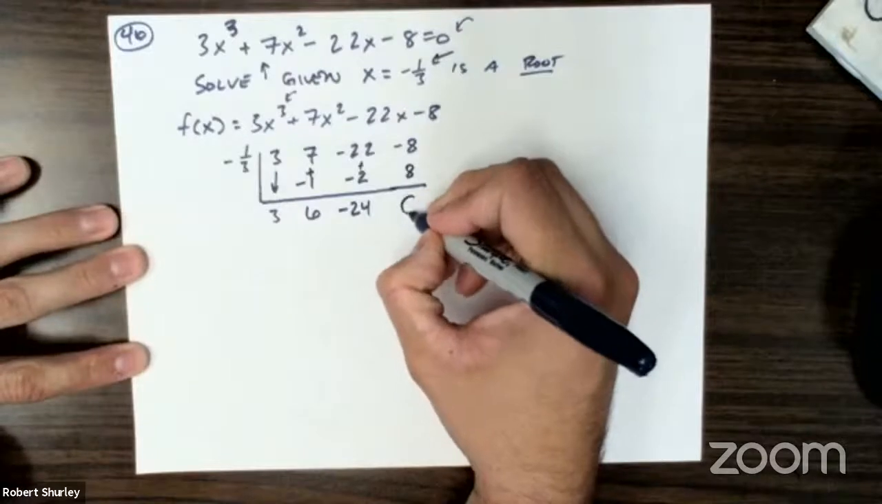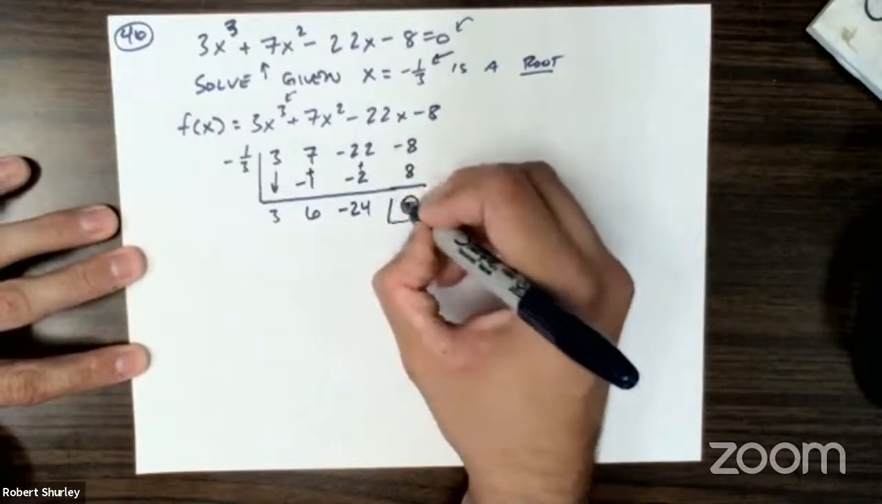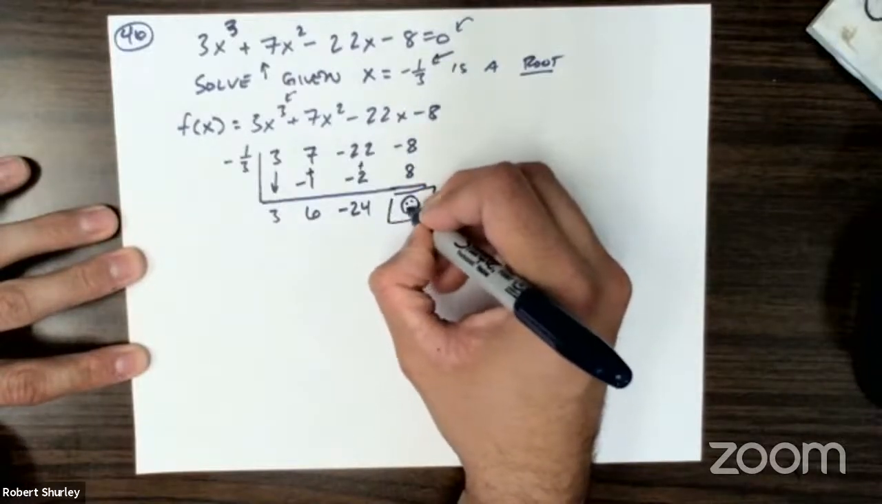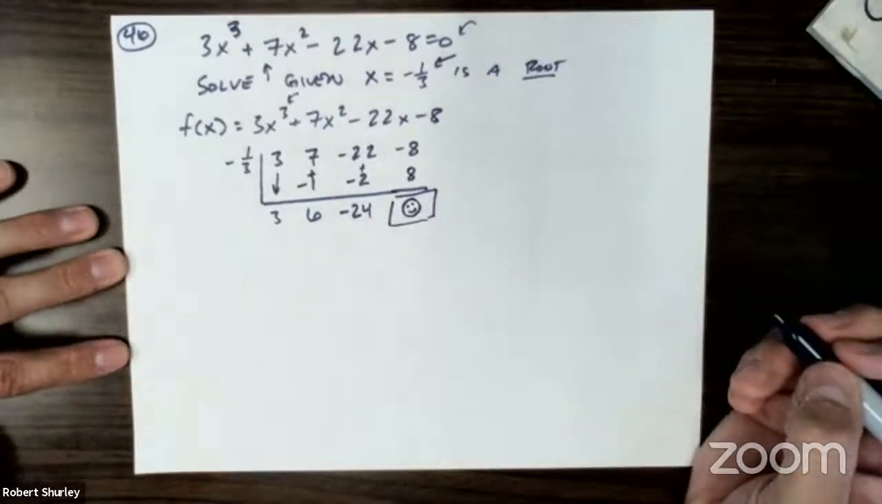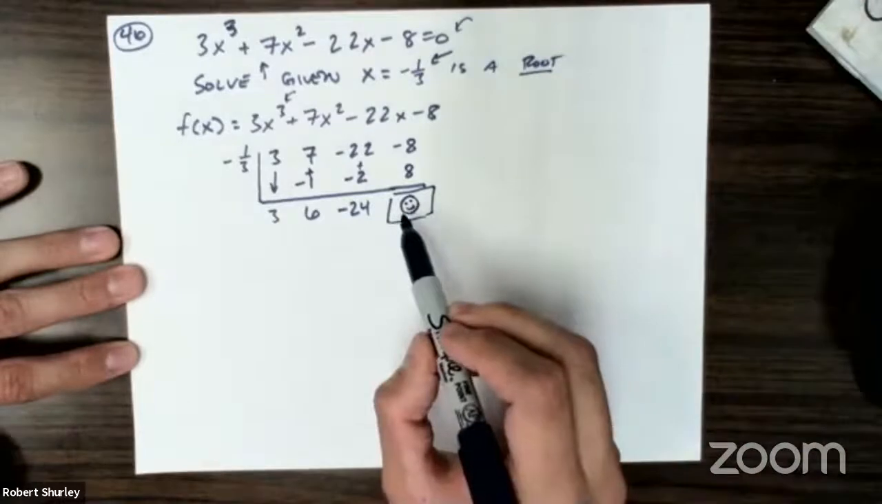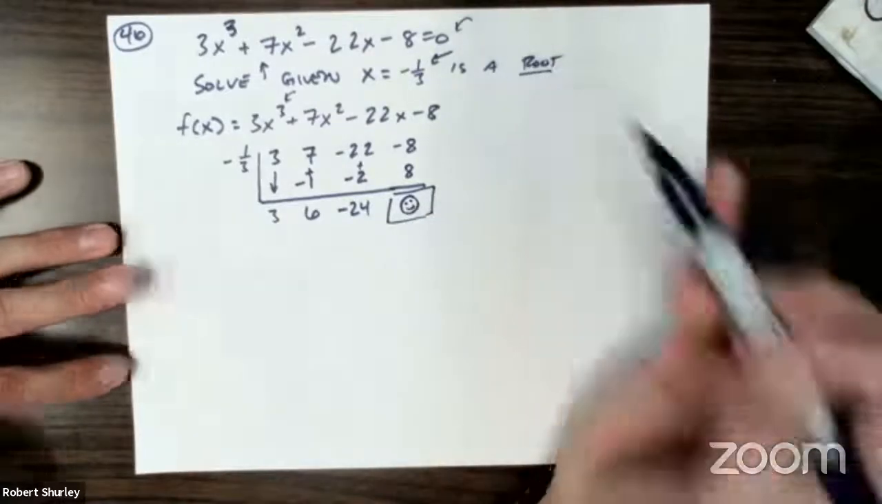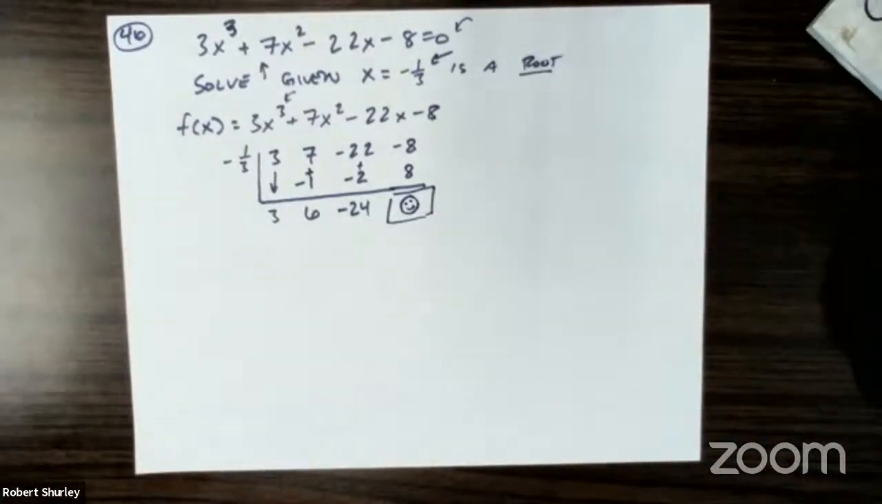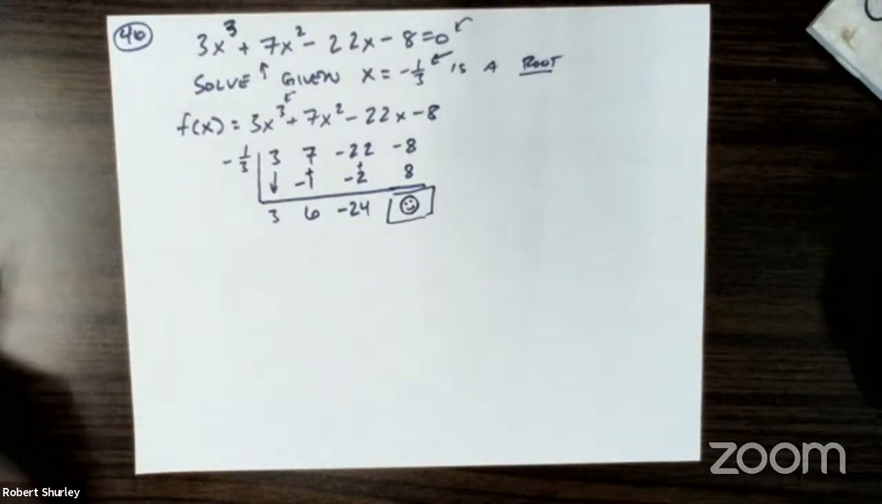Happy face emoji, right? This is a good thing. We got a remainder of 0. We were supposed to because it was the root, okay? We got a remainder of 0. We're on the right path. It's all good.